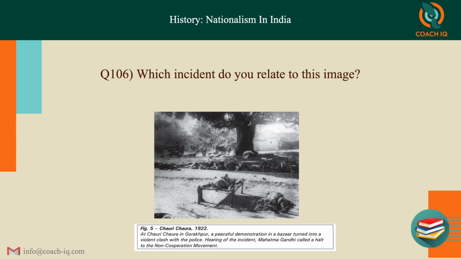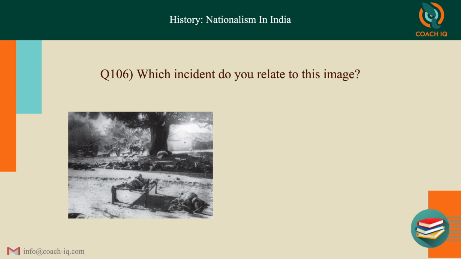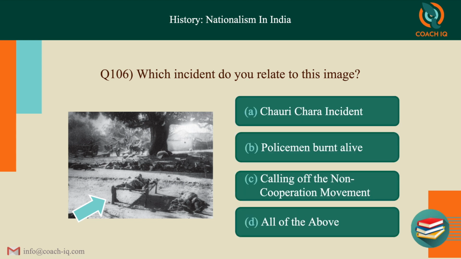Now here, as I told you all earlier, they may not give you all this explanation. So which incident do you relate to this image? When you see an image with that charpai, like a cot, a jute strung bed, and you see dead bodies lying on the ground, remember it is the Chauri Chaura incident. So you relate this image with the Chauri Chaura incident. Then B is policemen burnt alive. C is calling off the NCM, or D is all of the above.